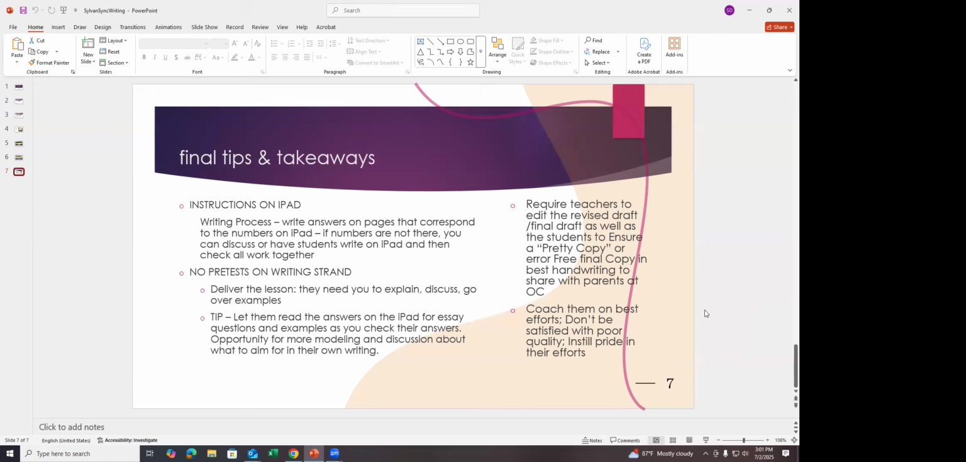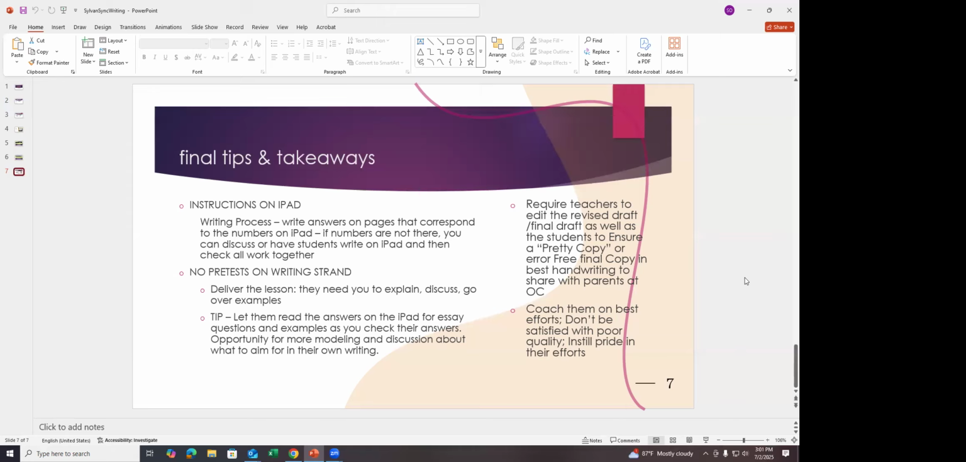One of my tips is let them read the answers on the iPad for essay questions and examples as you check their own answers. You can relate back and forth and connect it and say, oh, remember, we just talked about the fact that your answer doesn't have enough detailed sentences. So here's an example of how you could do that. And that will give you an opportunity for more modeling and discussion about what to aim for in their own writing.